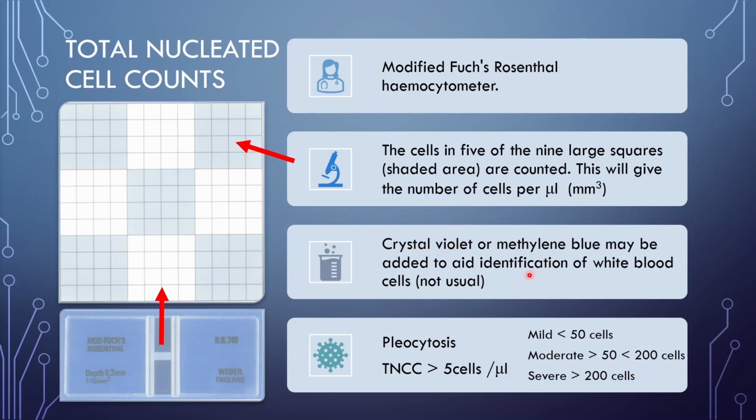It's not necessary to do that. You can see the cells, they sort of look silvery without that. And also when you add that, that may dilute the cerebrospinal fluid. So that's not routinely done. And if we have a raised total nucleated cell count, then we call that a pleocytosis. And it's often graded. So mild would be less than 50, moderate less than 200, and severe more than 200.